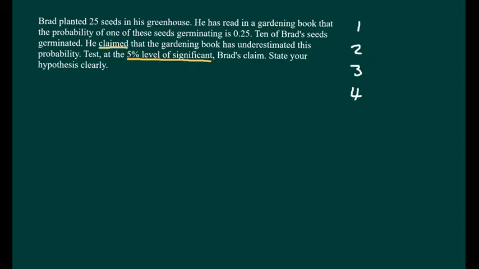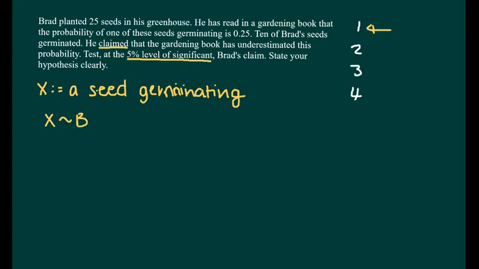And we need to state our hypothesis clearly, right? Well, that is step one, decide on our hypothesis. So we'll define a random variable X. X is a seed germinating. And we know that X is following a binomial. We've got 25 seeds in our sample with a probability currently of 0.25.